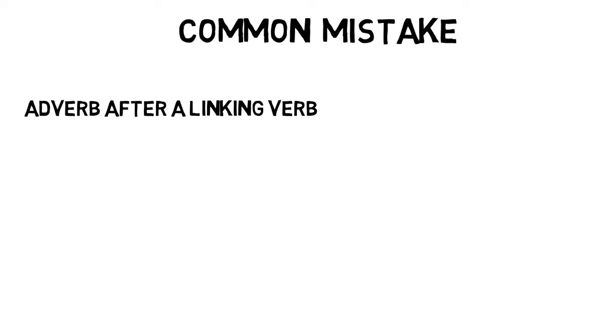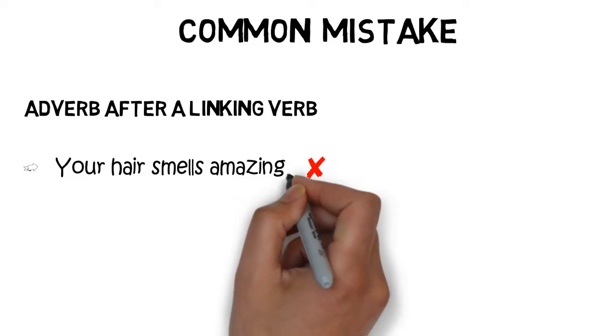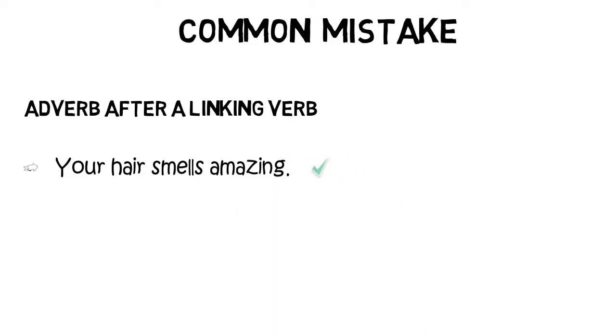Now here's a common mistake with linking verbs. People know that a verb needs to be modified by an adverb. So when they see a verb like smells, which is a linking verb, they say something like, your hair smells amazingly. But actually, that's not the case. It's your hair smells amazing. And the reason why is because smells here is a linking verb. And linking verbs describe the subject. So here the subject is your hair, which needs to be described with an adjective, not an adverb.